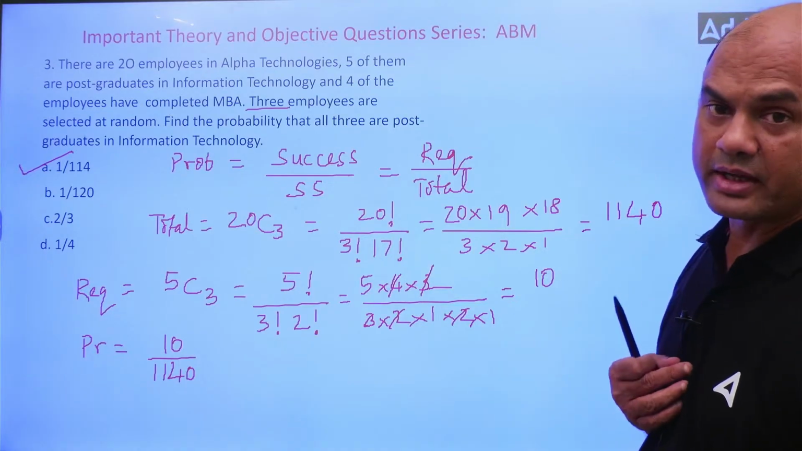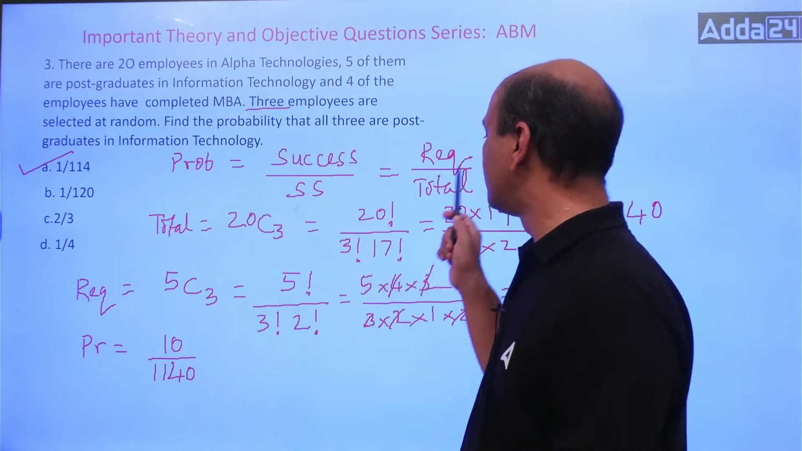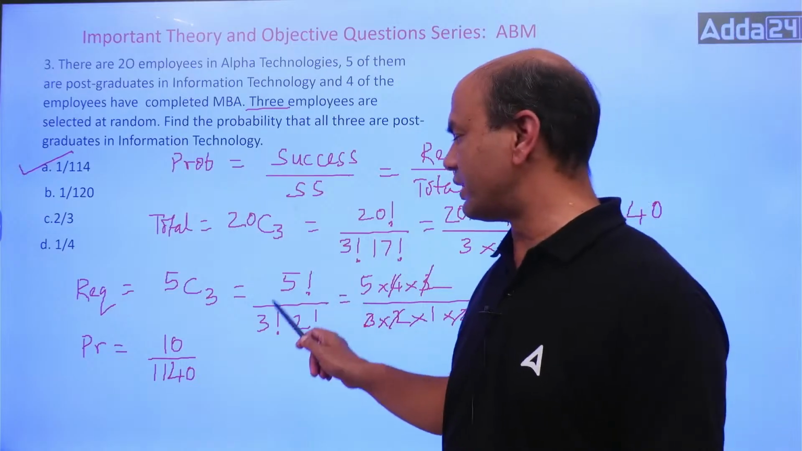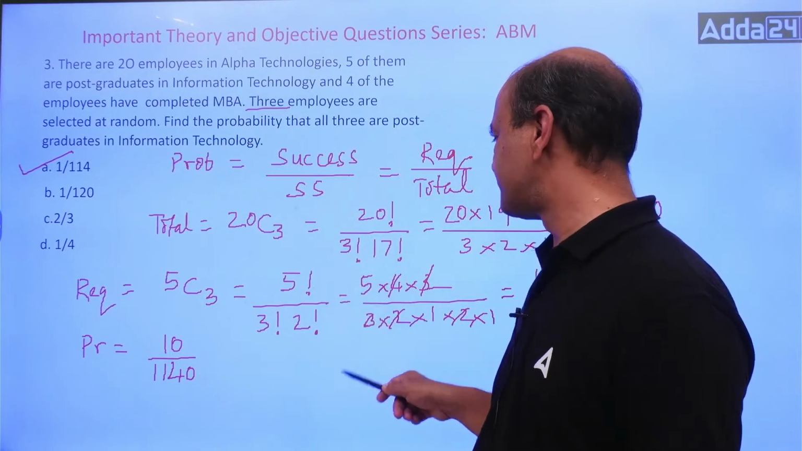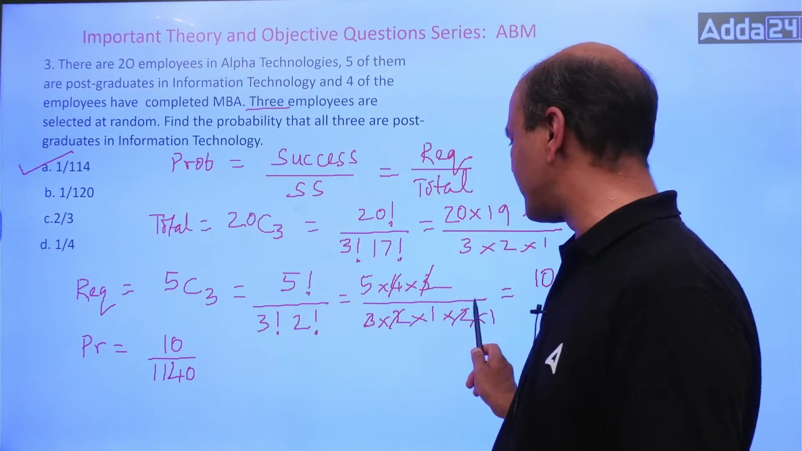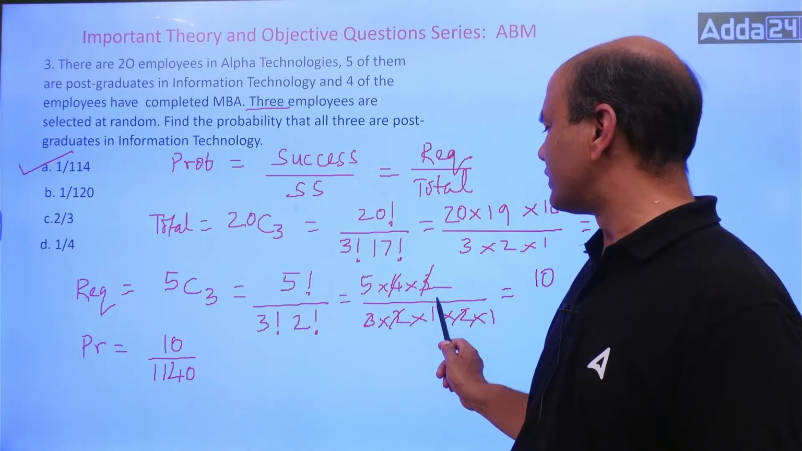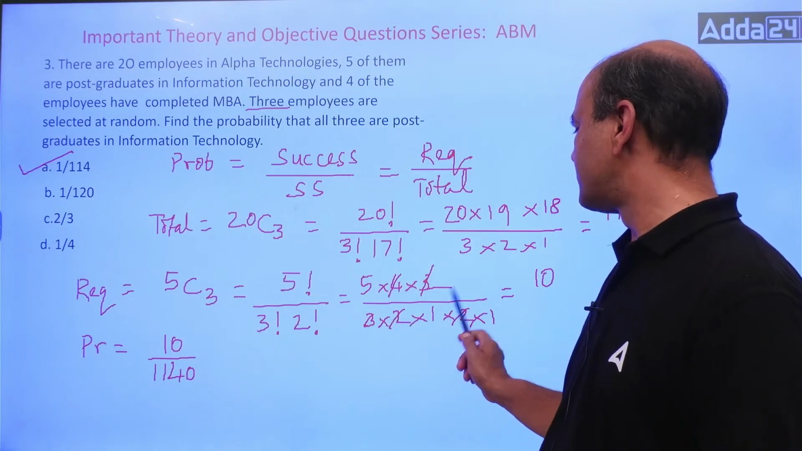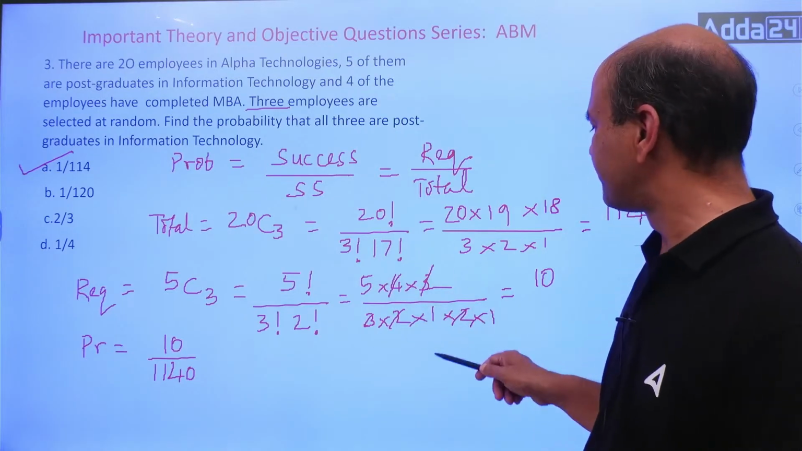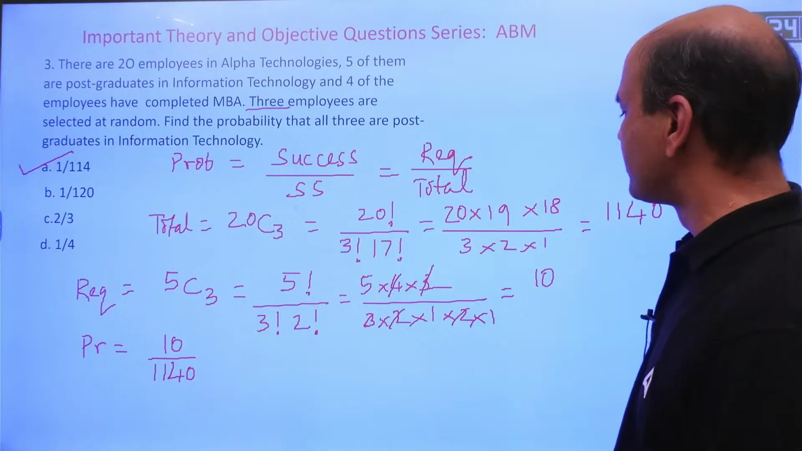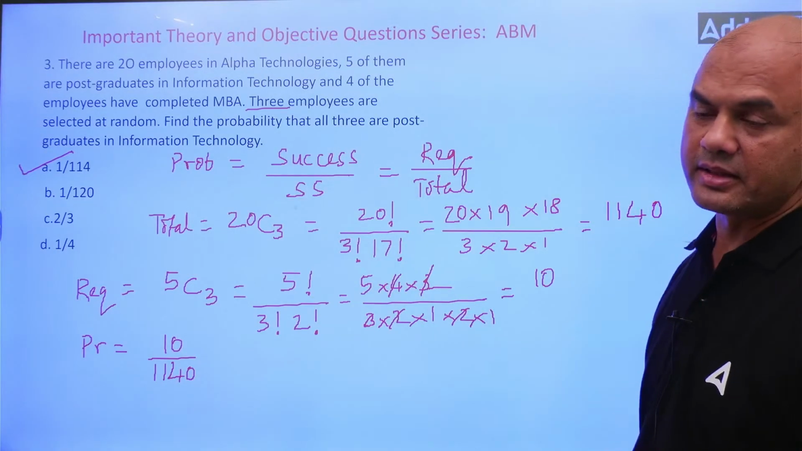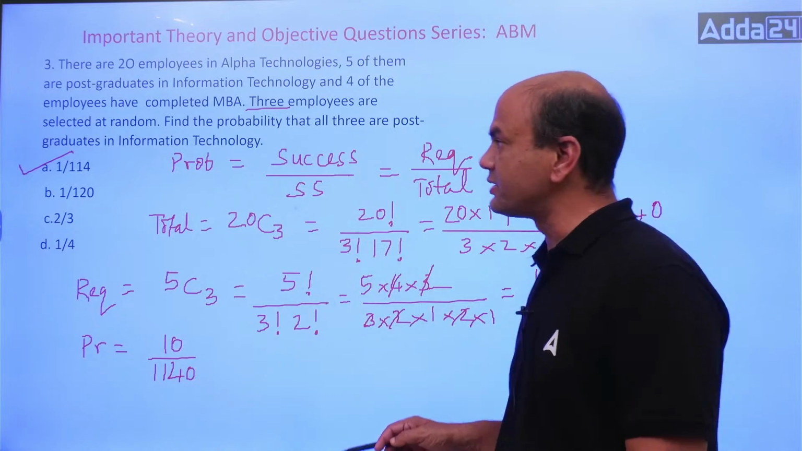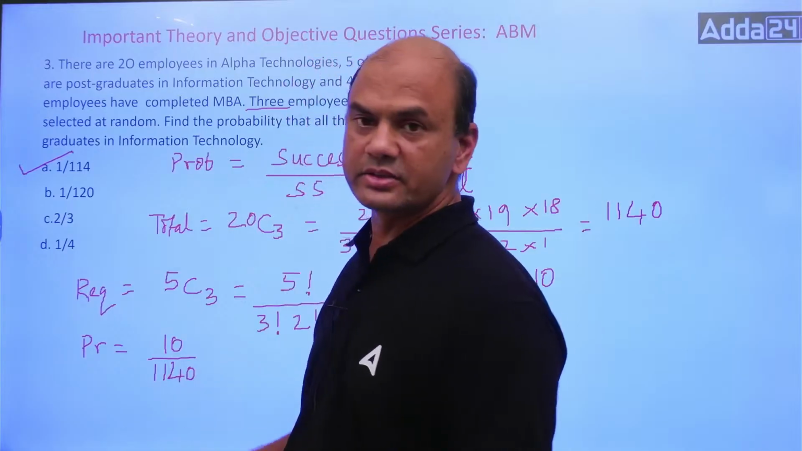Now what is required? Required means you want success. Out of 5, 3 are to be selected. So 5C3: 5 factorial divided by 3 factorial into 2 factorial. Solve this: 5 into 4 into 3 factorial upon 3 factorial into 2 factorial, so 3 factorial gets cancelled. What you get is 10. So what is the probability then? Success upon sample space. So 10 divided by 1140. The 0 gets cancelled, so it is 1 upon 114, and this is your answer.